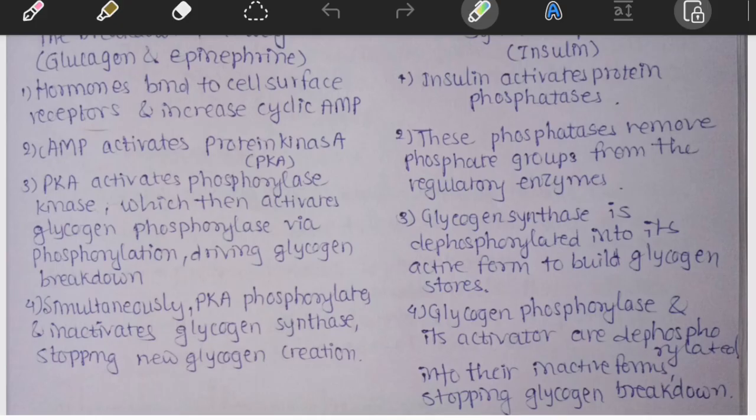The PKA also phosphorylates the glycogen synthase. What happens now? It becomes inactive. Why? Because it would be foolish to synthesize glycogen while simultaneously breaking it down.